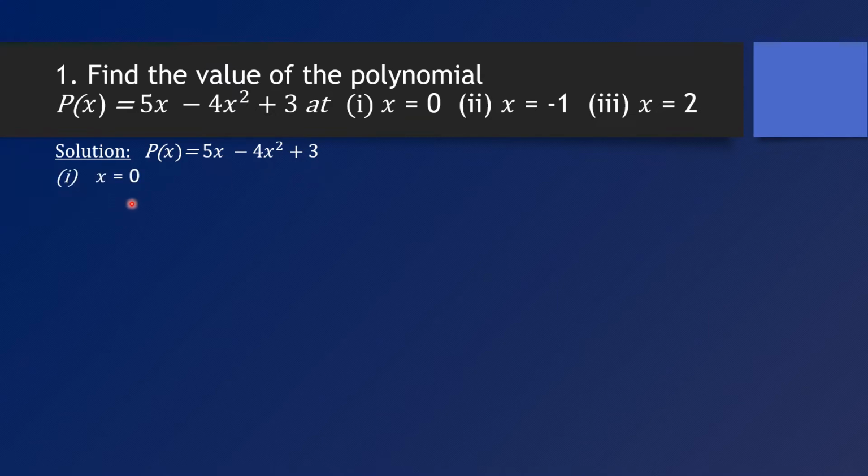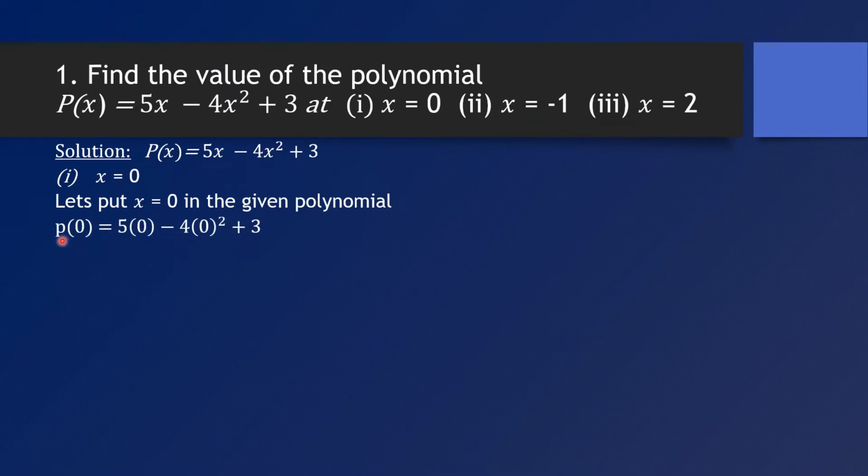Now what we need to do is we need to put x is equal to 0 according to the first part of the question. So wherever you find x in this expression, you need to put it equal to 0. Wherever you see x in this expression, you have to put 0 in place of x. So let's put x is equal to 0 in the given polynomial.